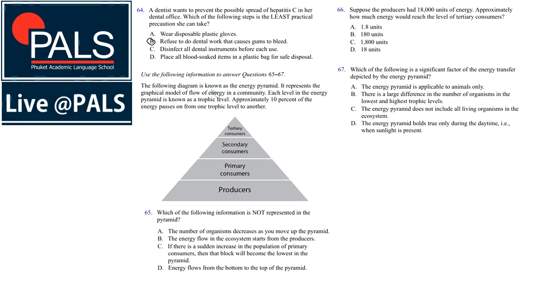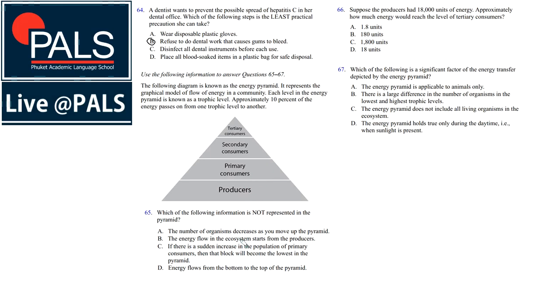The following diagram is known as the energy pyramid or an energy pyramid diagram. It represents the graphical model of flow of energy in a community, food chain or food web, and each level in the energy pyramid is known as a trophic level, a feeding level, and approximately 10% of the energy passes from one trophic level to the next. So which of the following information is not represented in the pyramid?